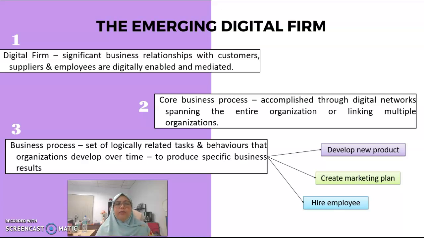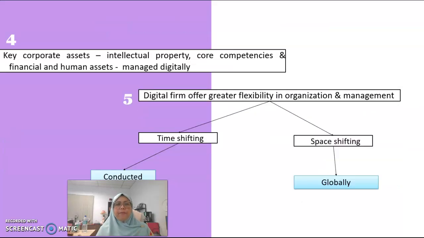Okay, the next one, we will look at the emerging digital firm. The digital firm is a firm where significant business relationships with customers, suppliers, and employees are digitally enabled and mediated. It has core business processes, and a business process itself is a set of logically related tasks and behaviors that organizations develop over time to produce specific business results, such as developing a new product, creating a marketing plan, and hiring an employee.